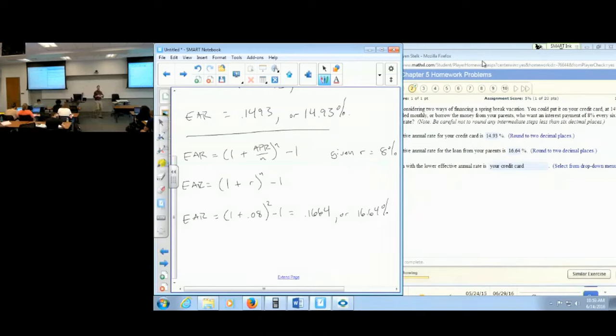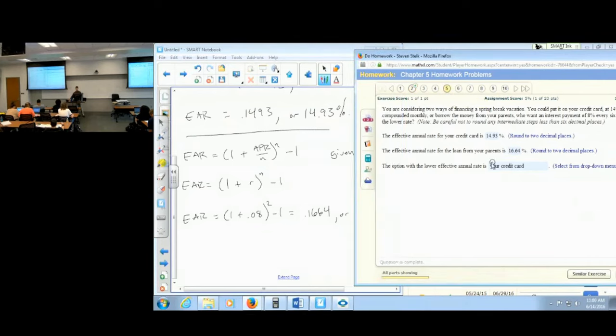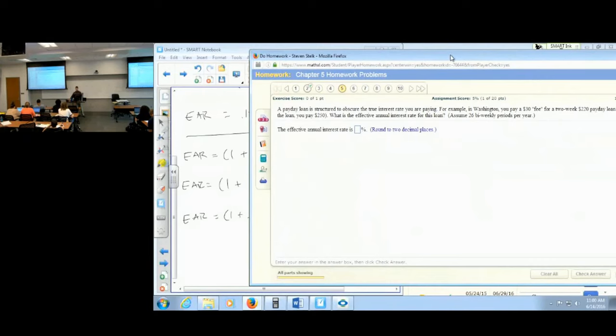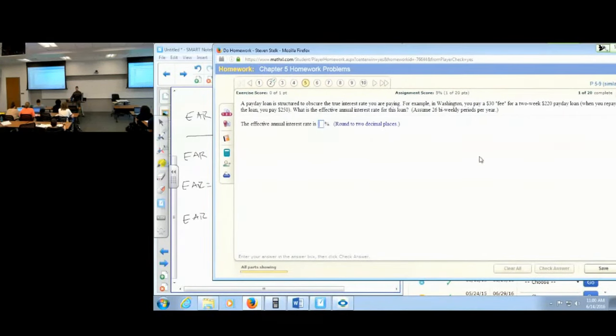Right. So a good example of when to substitute that in that R, and when you've got to do the APR divided by the number of compound periods. Any questions on this one? It's going to get way more interesting in a hurry. Not quite yet. All right, let's check out number 5.